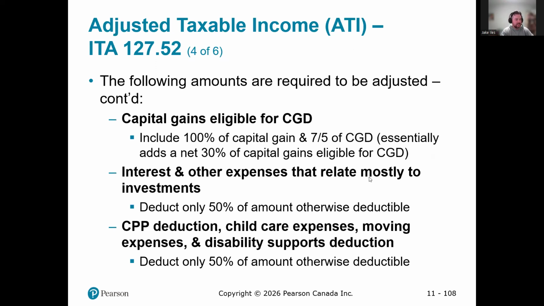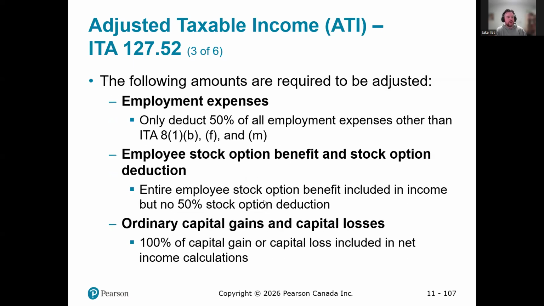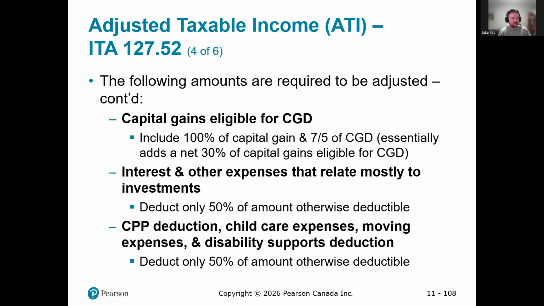Interest and other expenses related to investment, we deduct only 50%, and CPP deduction and childcare expenses we deduct only 50%. So what we see is most of our deductions, most of our credits get halved in the AMT calculation. Capital gains are included 100%. The only deduction that really gets, for lack of a better word, exaggerated is the capital gains deduction.